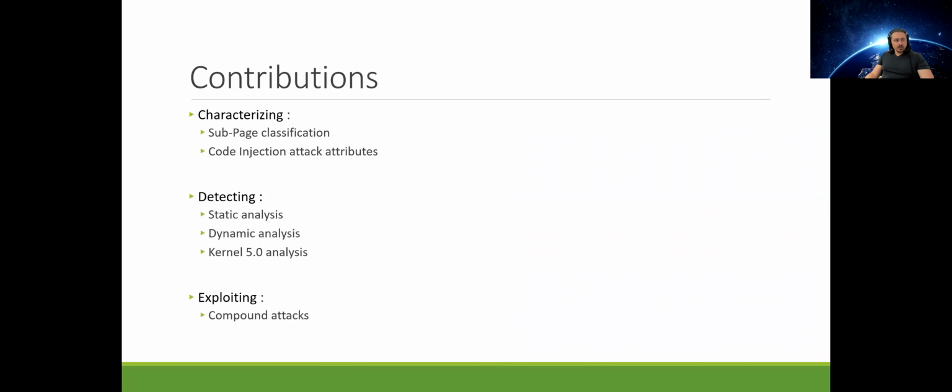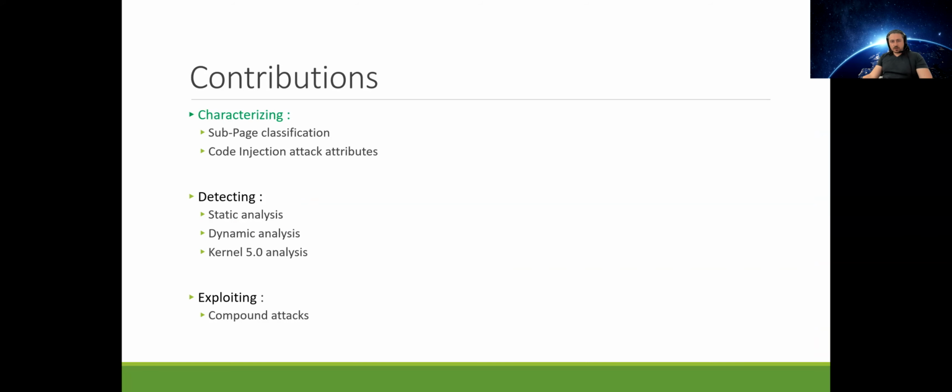So in our work, we first make order out of chaos. We create a categorization of subpage vulnerabilities. They're not all the same. And we describe the three attributes needed for a successful code injection attack. We provide tools for detecting DMA vulnerabilities. And with our newfound knowledge, we create a new DMA attack. We name it a compound attack.